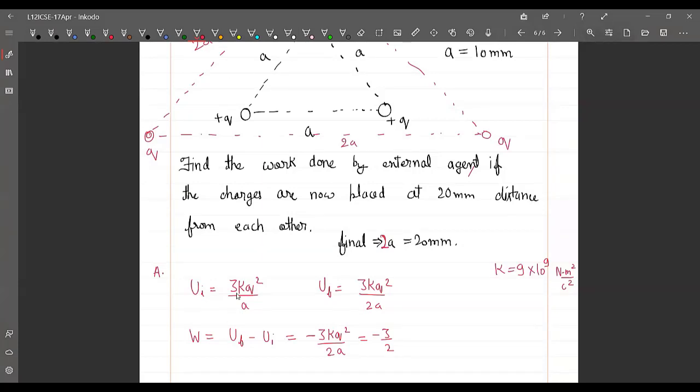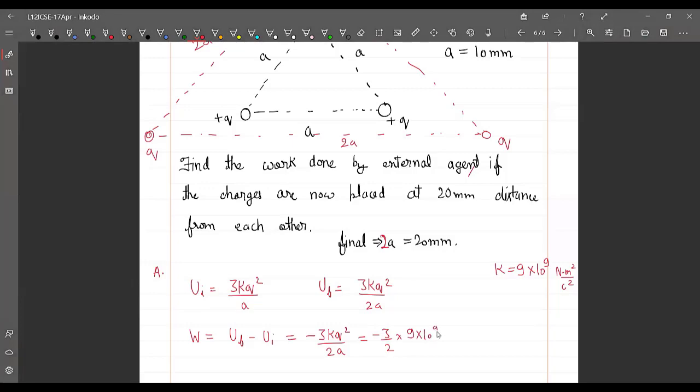So here initial potential energy will be 3 kq square by A because there are 3 pairs. And the final, because you have separated them by now 2A distance, it will be 3 kq square by 2A. The work done will be final potential energy minus the initial potential energy. So that will be minus 3 kq square by 2A.